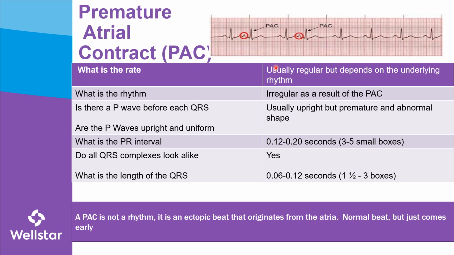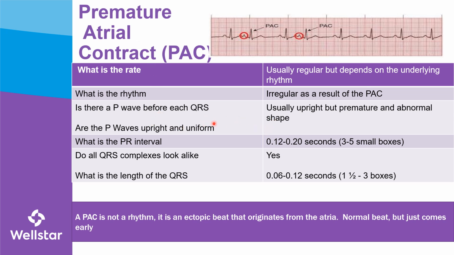So the rate in this is usually regular, but depends on the underlying rhythm. What is the rhythm? Irregular as a result of the PAC. When this premature atrial contraction happens, it causes another QRS complex, and this makes the rhythm irregular. So that's why you would never say that this is a normal sinus rhythm.